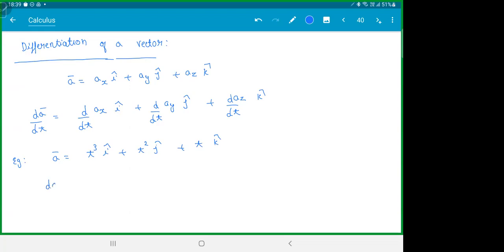So if someone asks you to differentiate dA by dt, this is simply the differential of t cube i cap, the differential of t square j cap, and the differential of t k cap. Like I said last time, every time you do not differentiate with x only. You can differentiate any quantity with any other quantity. This would be 3t square i cap plus 2t j cap plus k cap. Do have a look at this example.